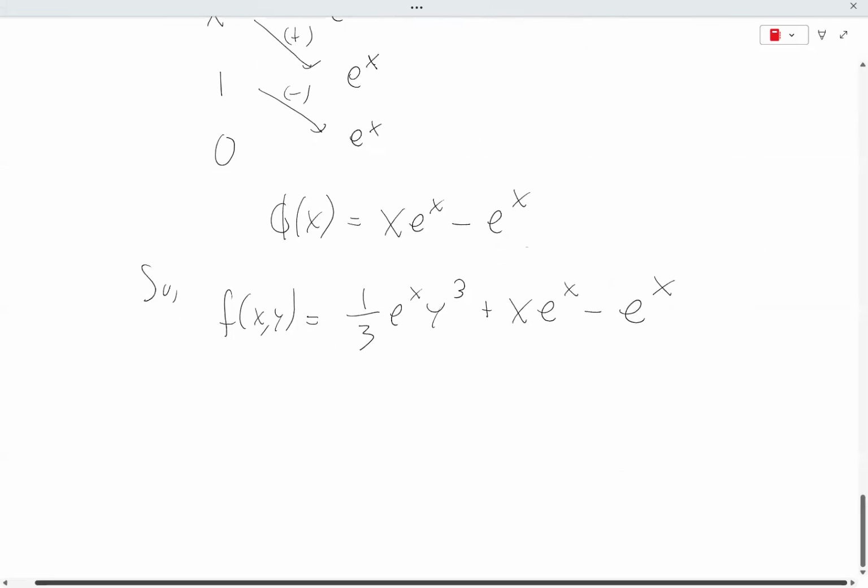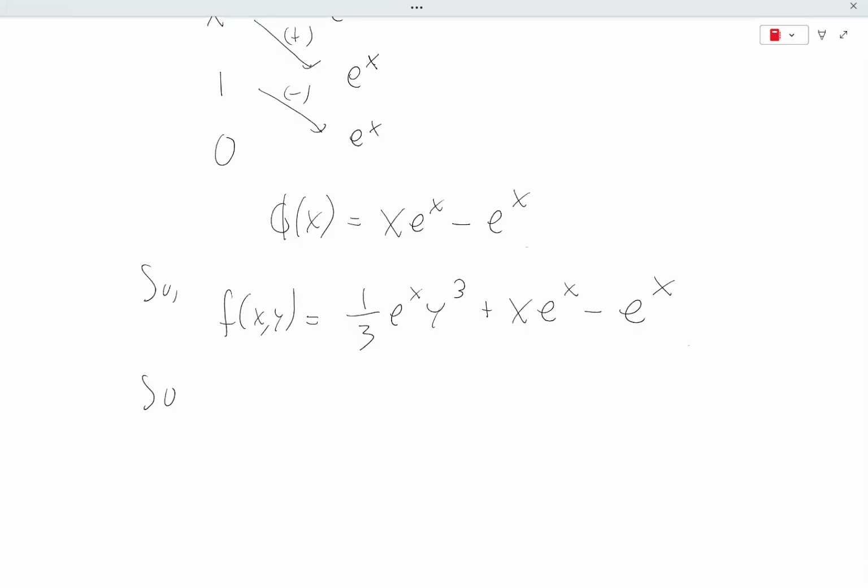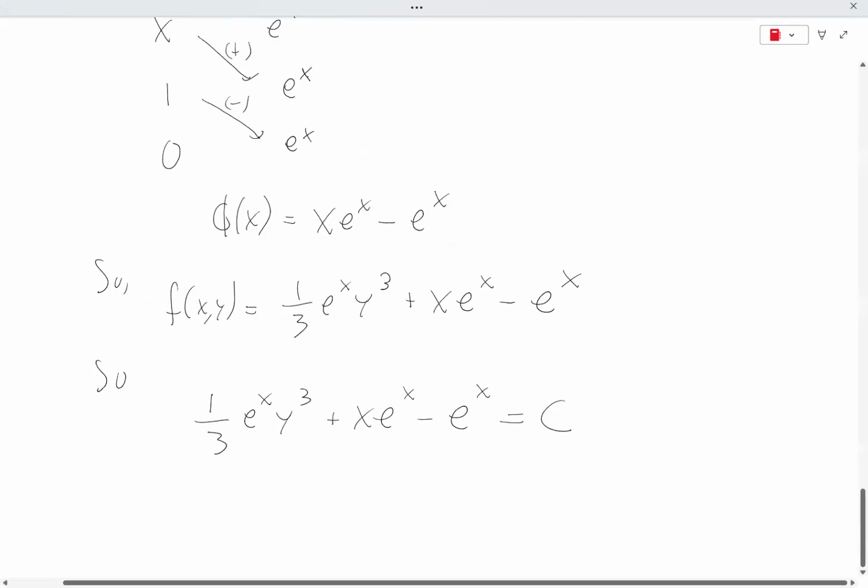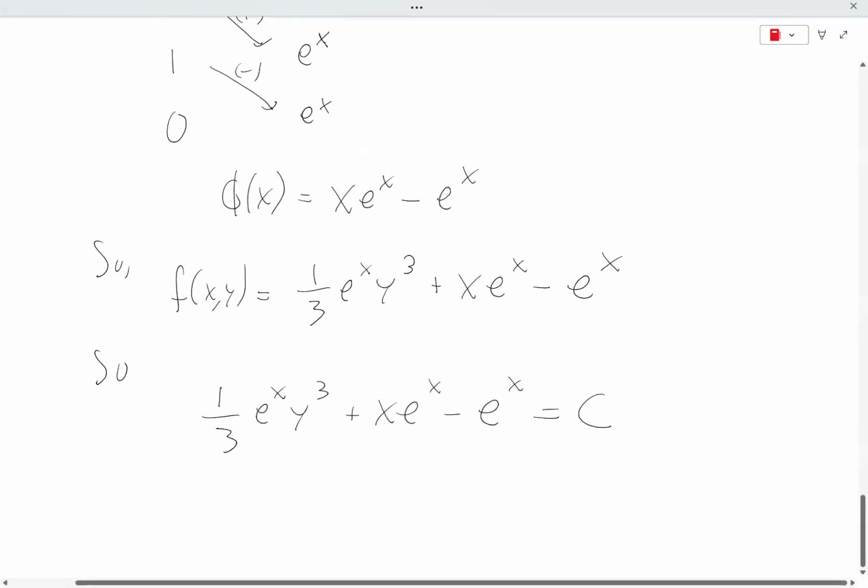And then the solution is, you set this function equal to a constant. Okay, so this is the solution here. And there's no initial condition on this one, I don't think. So this is the implicit solution to the original differential equation.